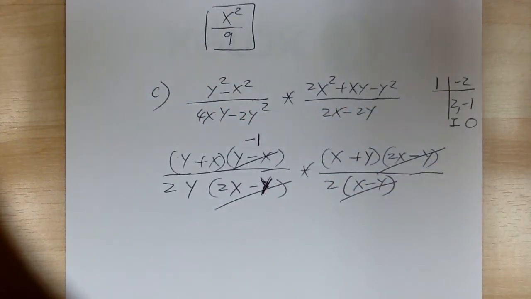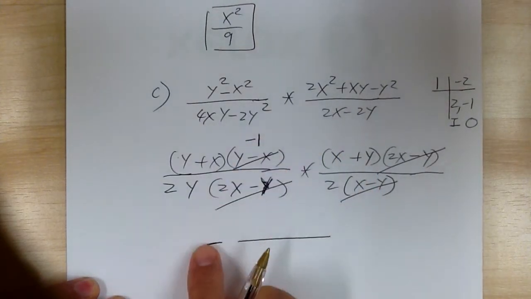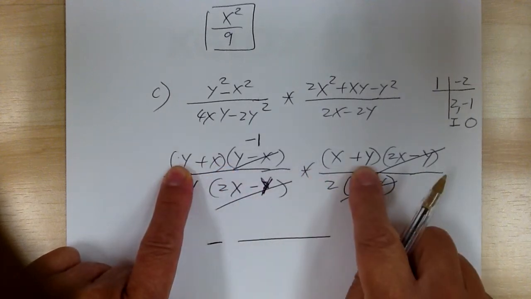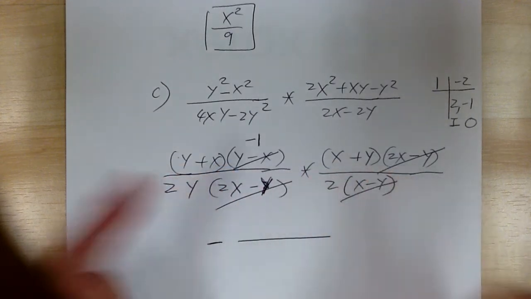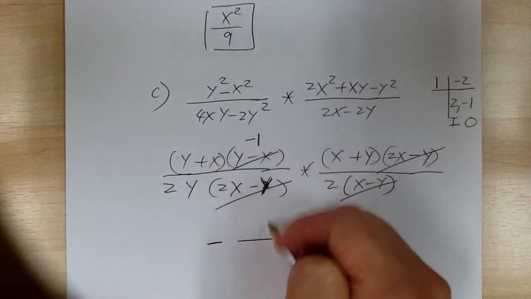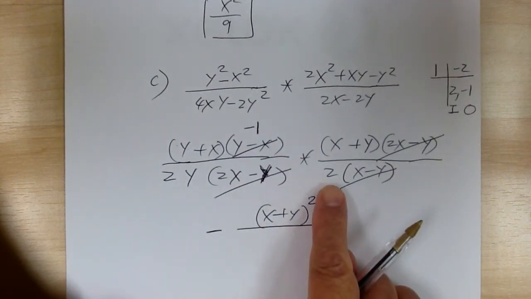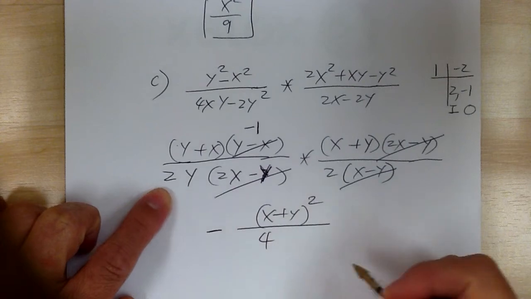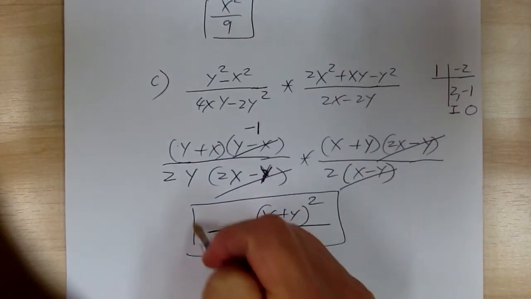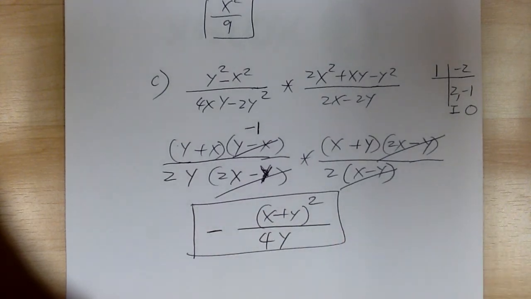So now let's go and get all these things together. I'm going to put negative 1 out here. And now notice x plus y is the same as y plus x, because addition is commutative. So these two are the same, so I'm going to write x plus y squared. On the bottom, 2 times 2 is 4. The alphabet is y, and that's it. And then again, everything's about factoring. You've got to know how to factor.